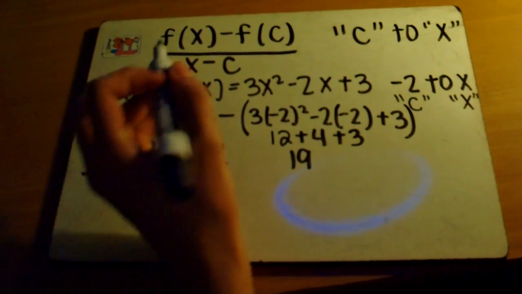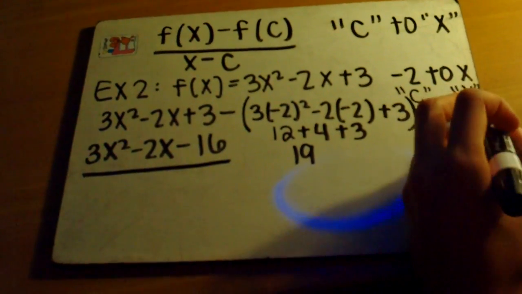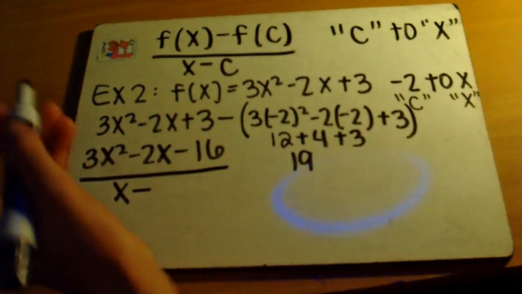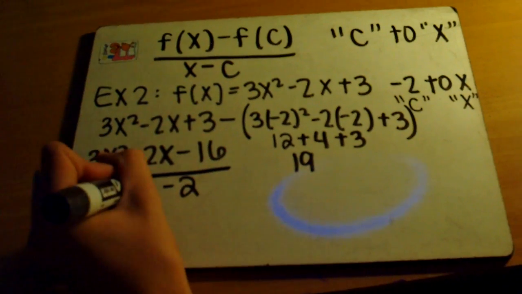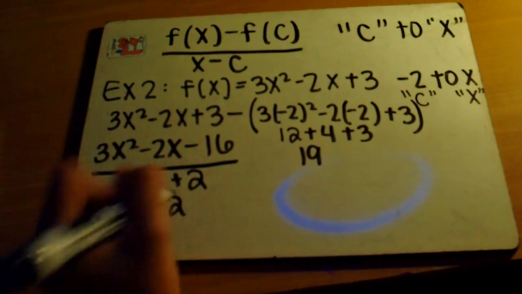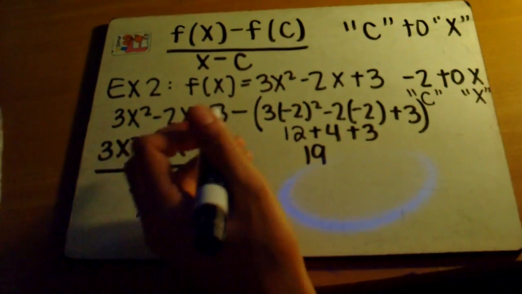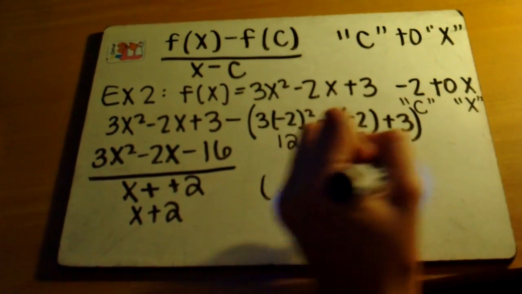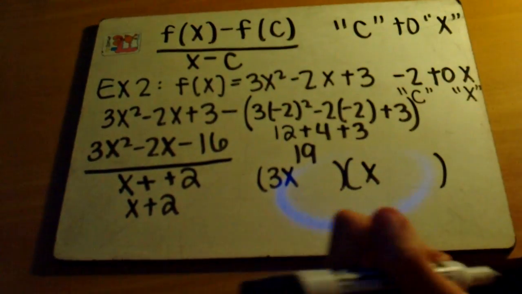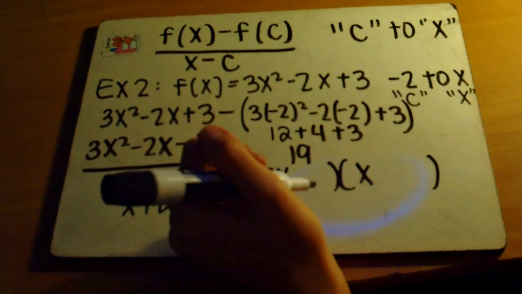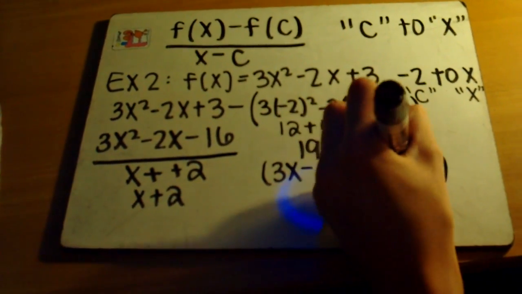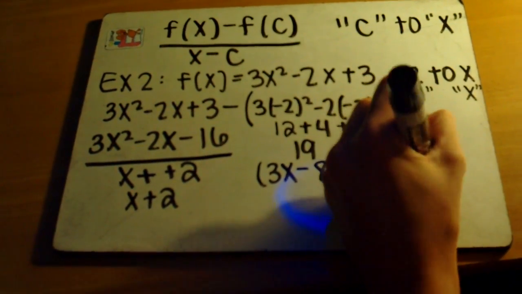Now we're going to put that all over x minus c. Well, x just equals x here, so we're going to keep that. And then minus c, where c equals negative 2, so plus 2. Now that comes out to x plus 2. So let's see if this factors nicely to cancel out. So 3x, and we could do 3x minus 8 and x plus 2.